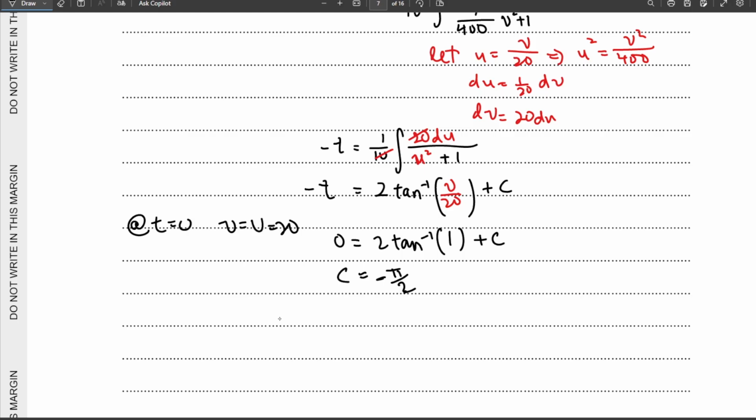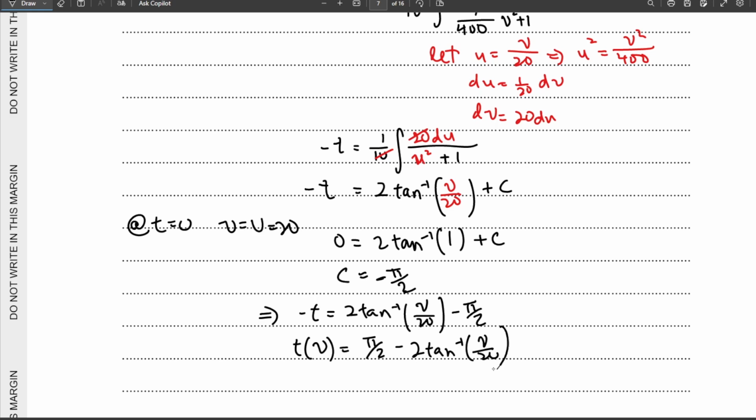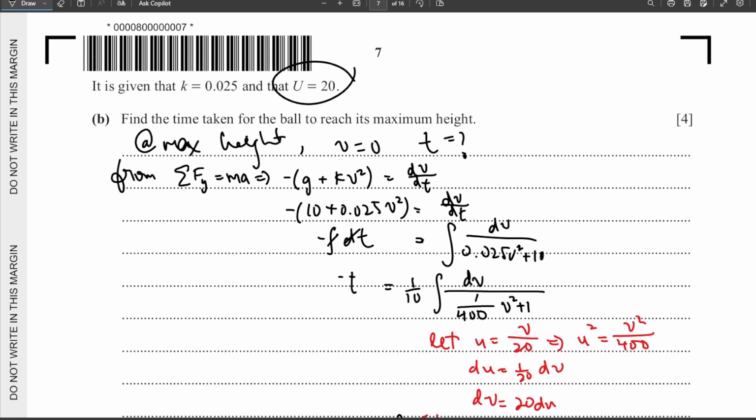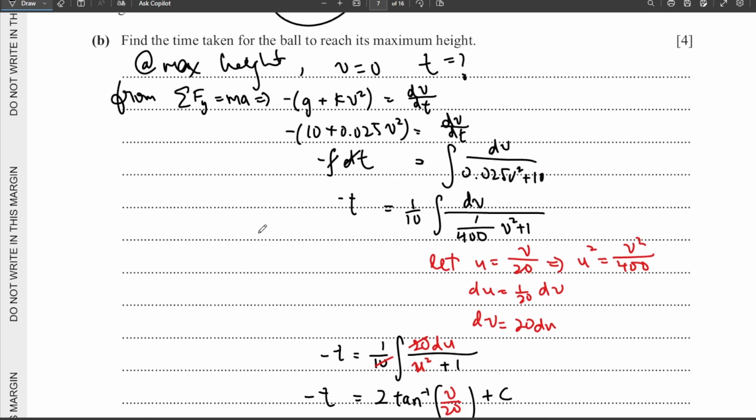And we substitute back into the equation. Negative t equals 2 tangent inverse v over 20 minus pi over 2. And then if we get t as a function of velocity, it is pi over 2 minus 2 tangent inverse v over 20. Okay, and we want to find the time taken for the ball to reach the maximum height.